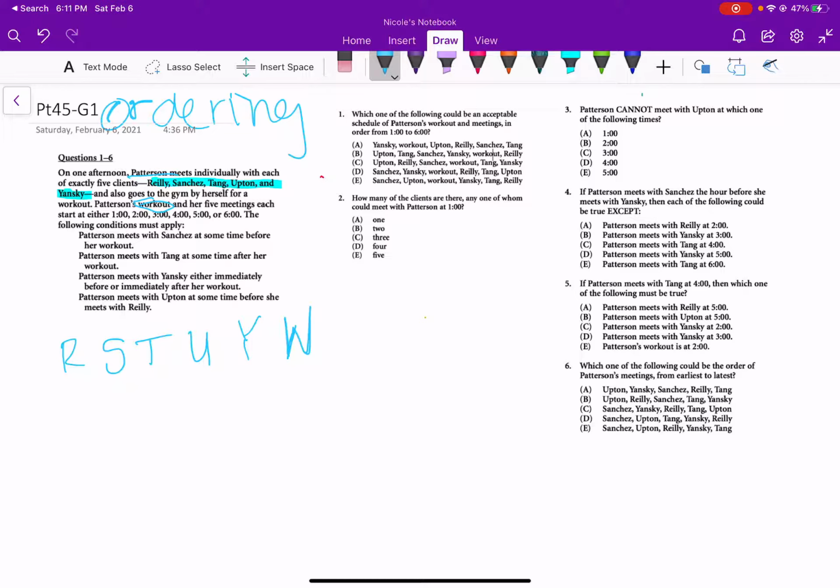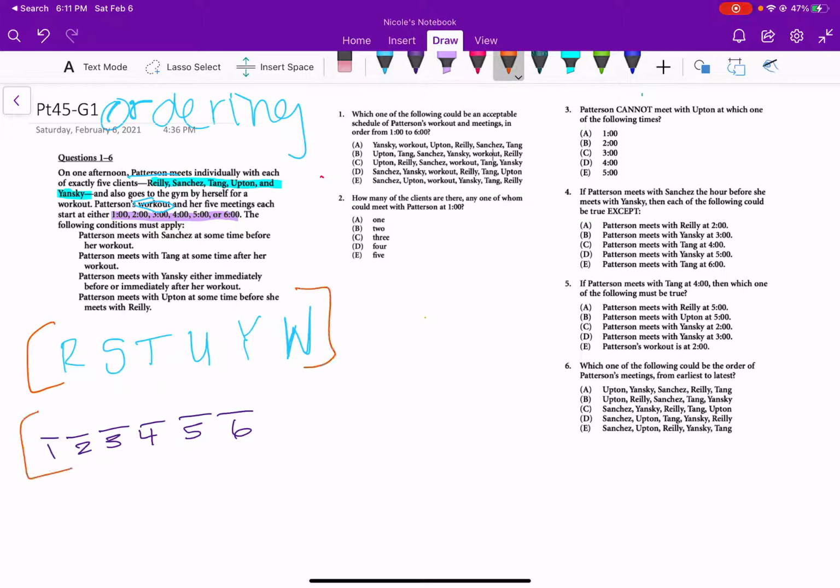Patterson's workout and her 5 meetings each start at 1, 2, 3, 4, 5, or 6. So I'm going to go ahead and put these spots in so we know we're going to have 1, 2, 3, 4, 5, or 6. And then the following conditions apply. All right, so we have 6 variables and we have 6 spots. So let's go ahead and start with rule number 1.